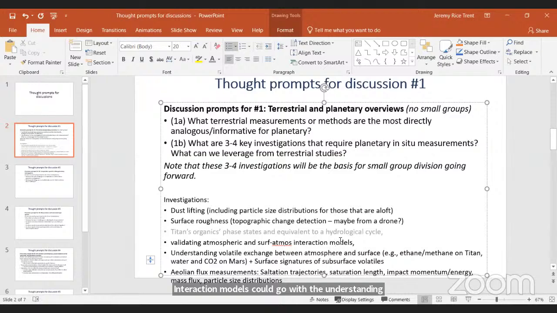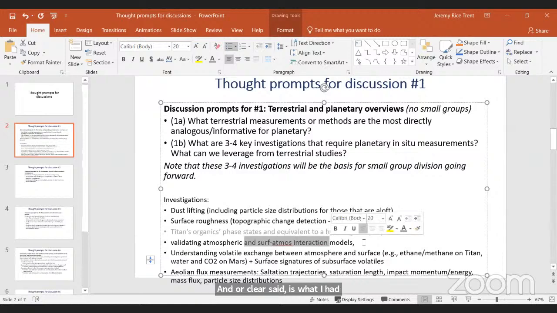But I think Don, I think your key point was just getting the data that can test what we have in the models to make sure that the models are actually improving. Yeah, I just tossed in surface atmosphere interaction to not be too parochial about it. And what Claire said is what I had intended. At least that was what I thought is the key thing.